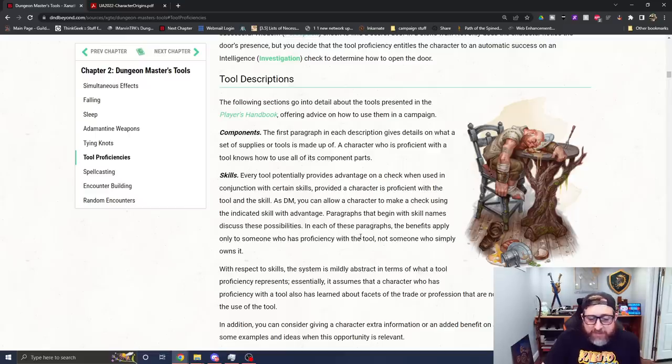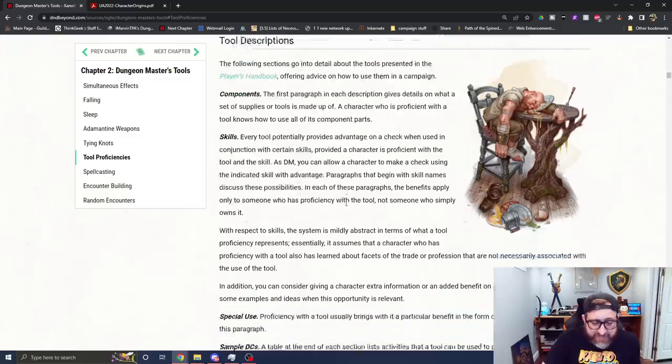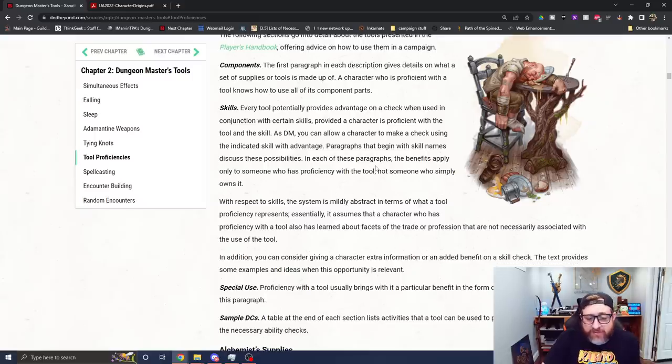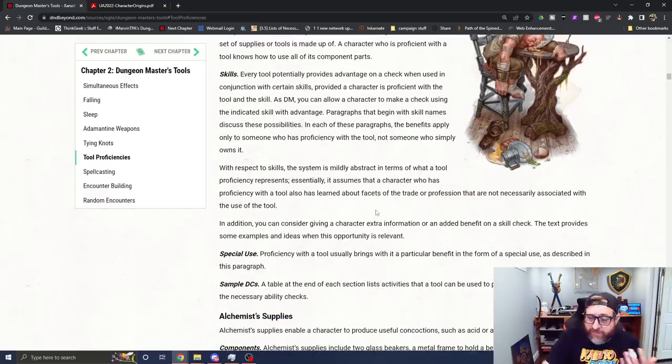In each of these paragraphs, the benefits apply only to someone who has proficiency with the tool, not simply someone who owns it. With respect to skills, the system is mildly abstract in terms of what tool proficiency represents. Essentially, it assumes that a character who has proficiency with a tool also has learned about facets of the trade or profession that are not necessarily associated with the use of the tool. In addition, you can consider giving a character extra information or an added benefit. We already talked about that.